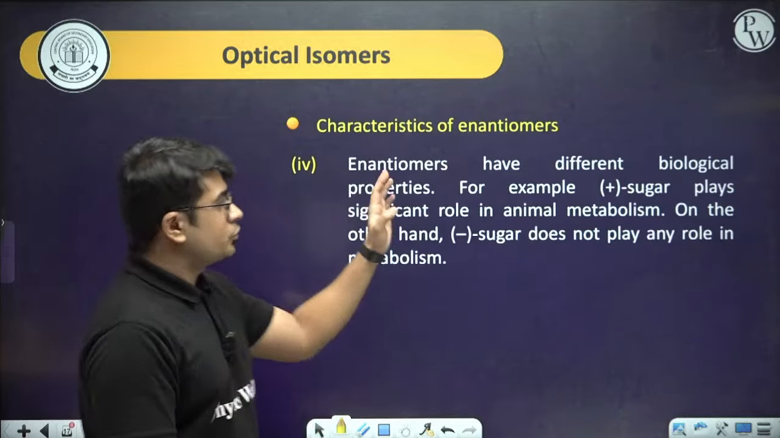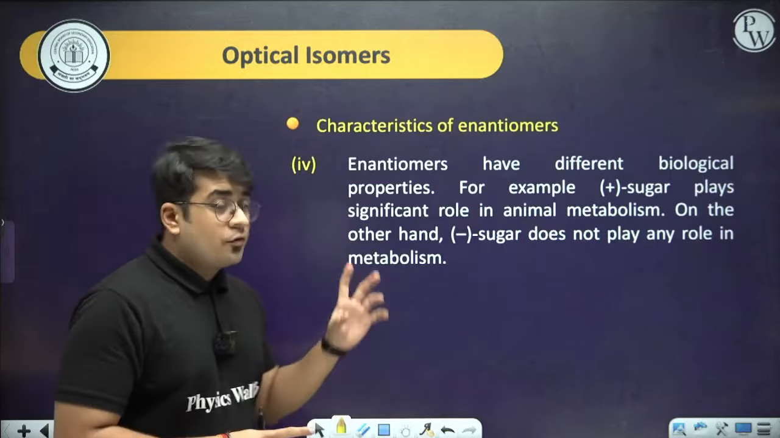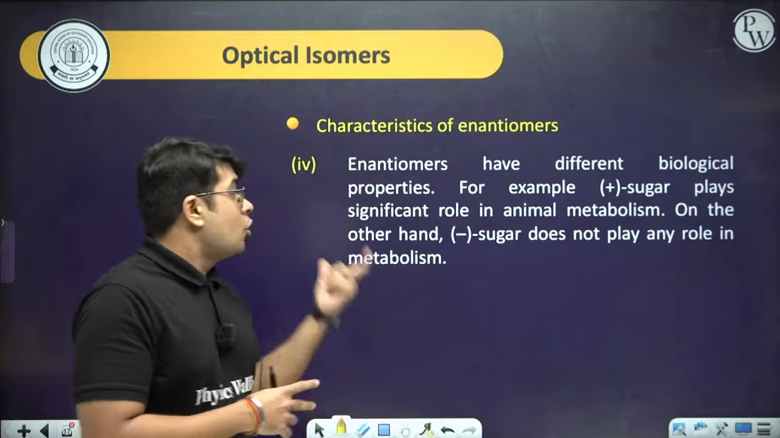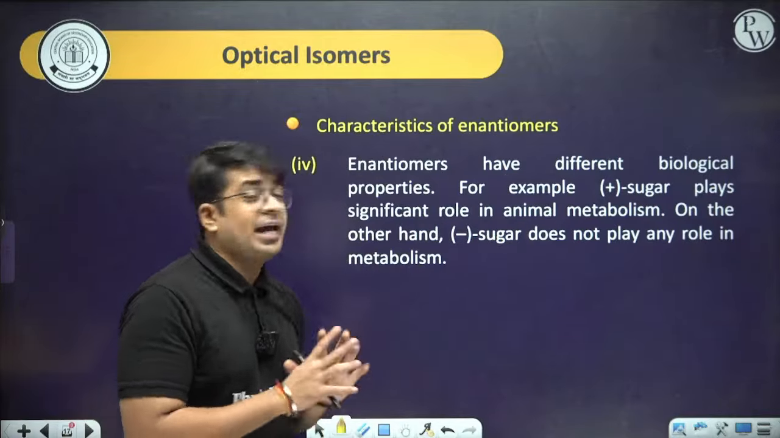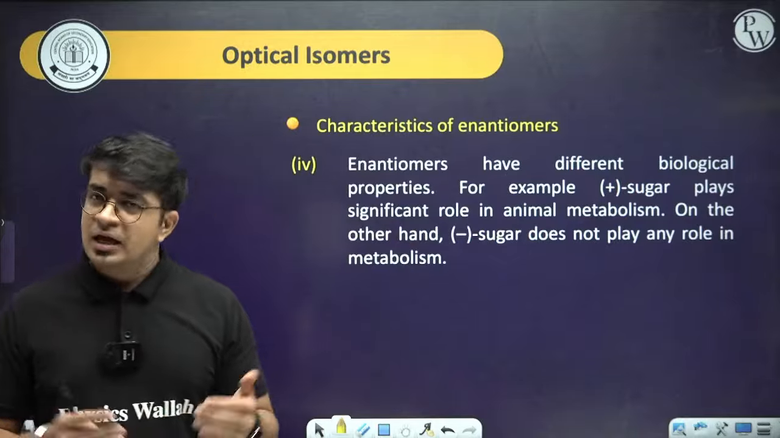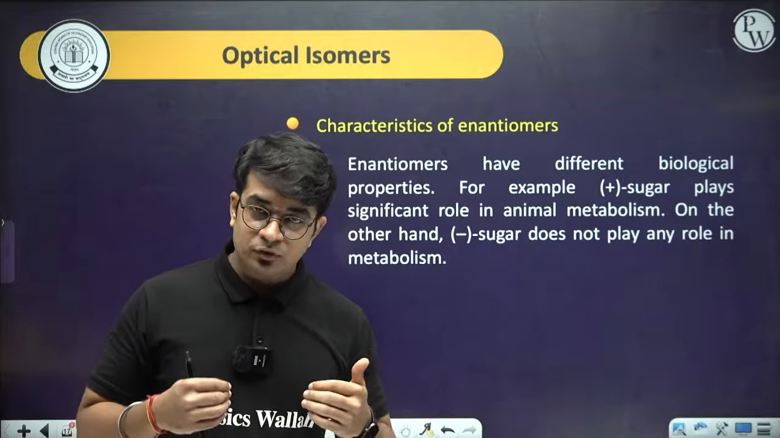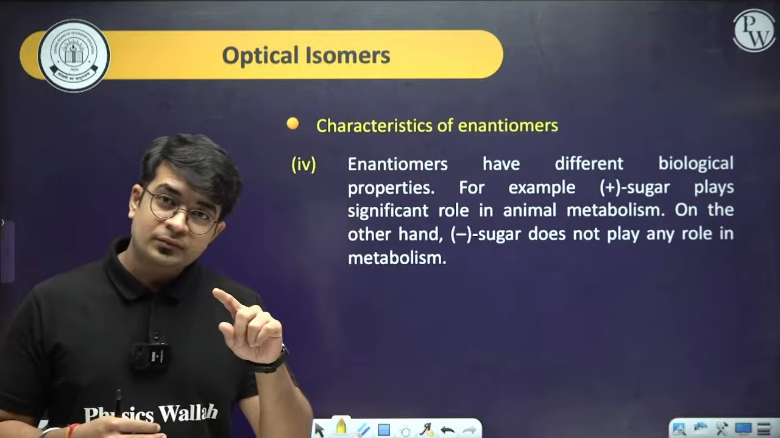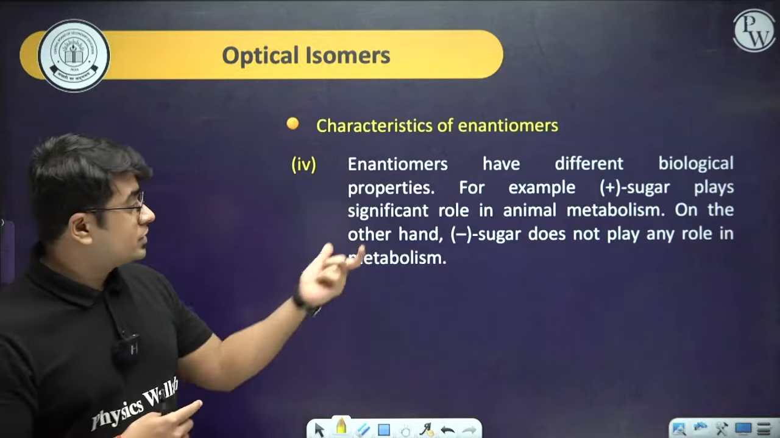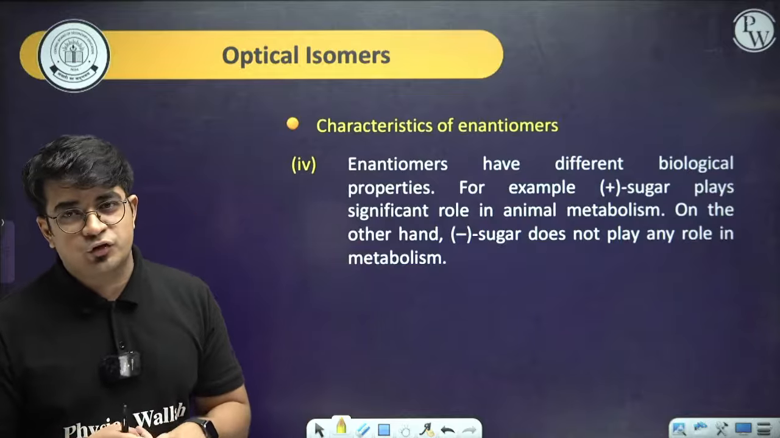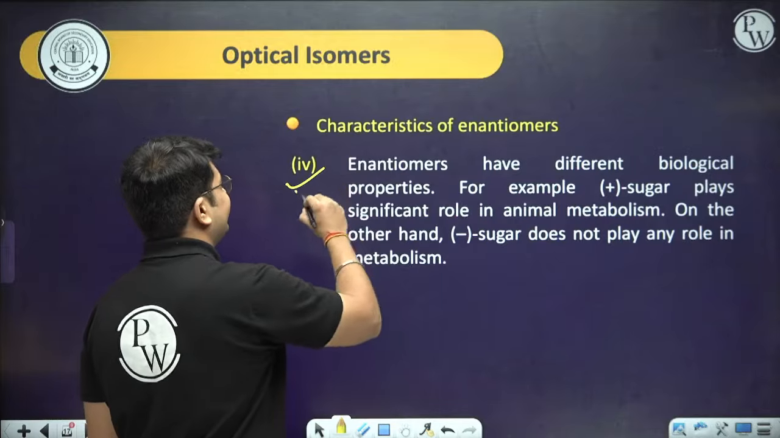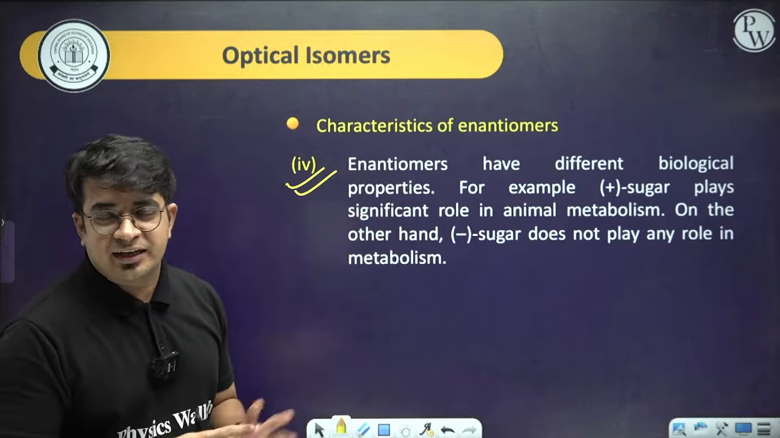In the same way, enantiomers have different biological properties. For example, the positive sugar plays a significant role in animal metabolism. On the other hand, the negative sugar does not play any role in metabolism, because metabolism is again like a key-lock system. It's driven by a particular lock and a particular key, which is the positive sugar. But if I'm using a negative sugar, which is not the actual key of that lock, it's not going to respond. So it's an extensive application related to enantiomers.